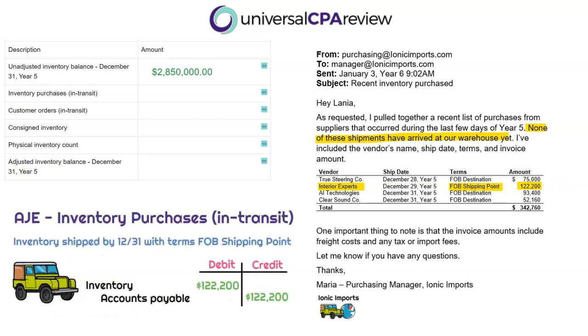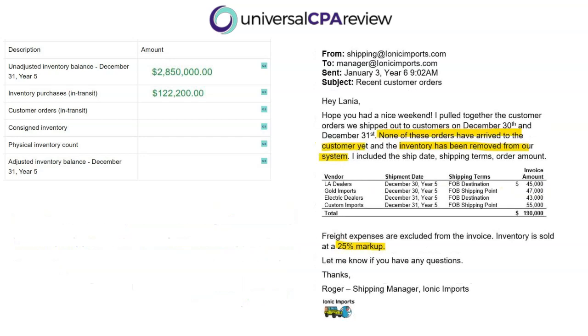So we will need to record an adjusting entry to increase inventory for that amount. So as we can see in the adjusting journal entry, since we need to increase inventory, we'll debit inventory for $122,200, and then we'll credit accounts payable for $122,200. Now, all we care about is the impact of inventory for the simulation, but that's the full journal entry. So in our simulation, because we're increasing inventory, we would put a positive $122,200.